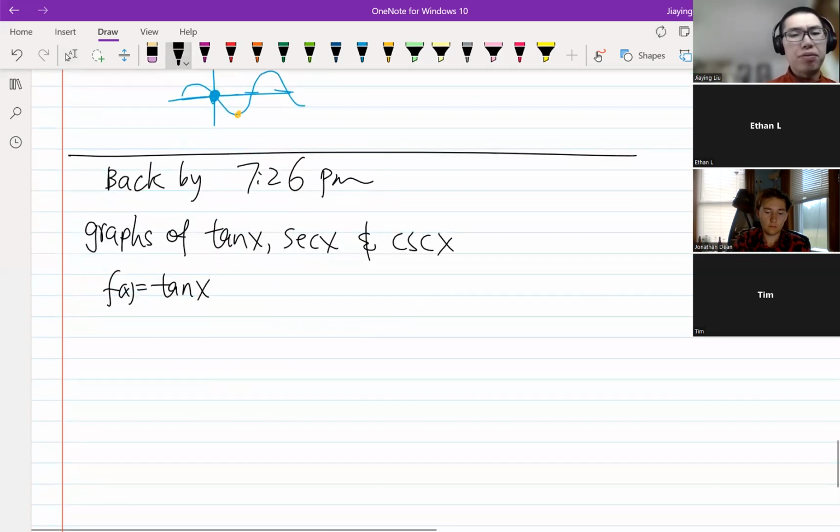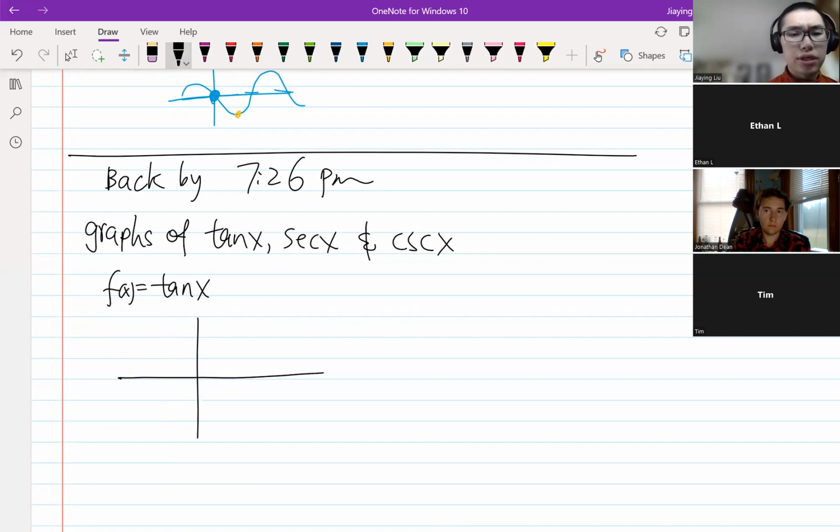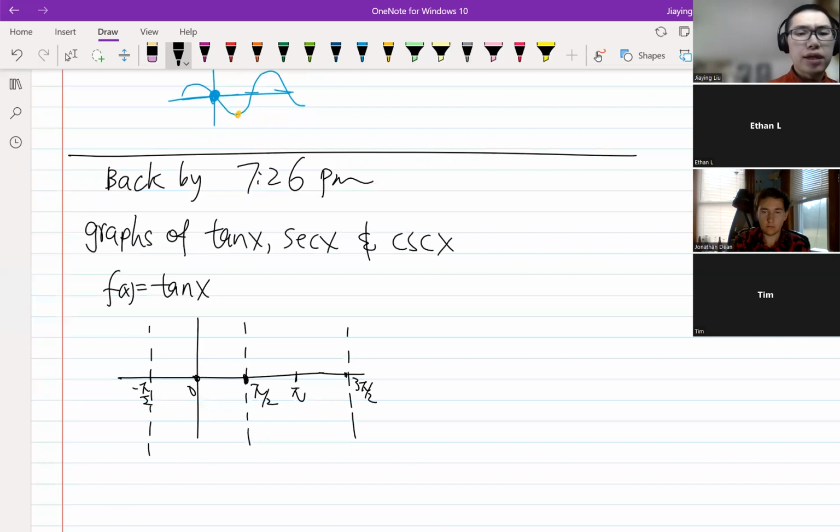And you've probably seen it in the past, for the tangent graph, there are a lot of vertical asymptotes. That's pi over 2. This is 0. This is negative pi over 2. And if we continue on the right side, this is pi. This is 3 pi over 2. And then the graph is going to go like this, reaching the vertical asymptote.